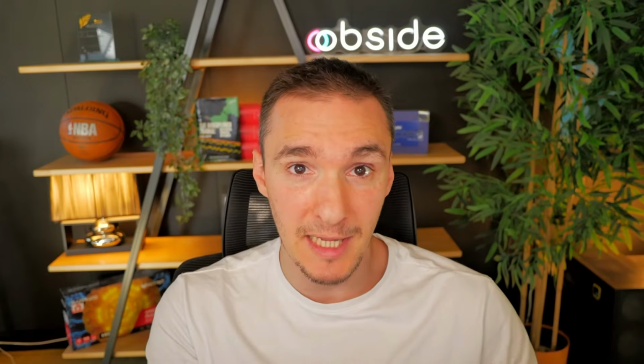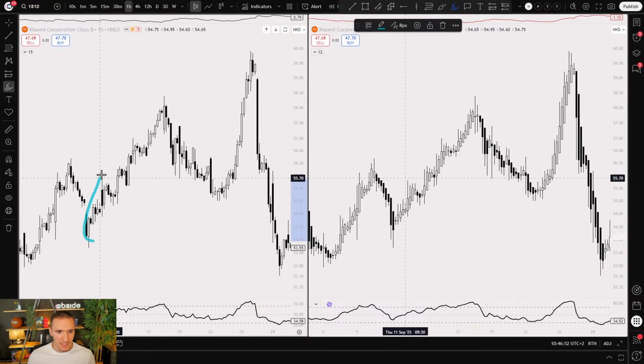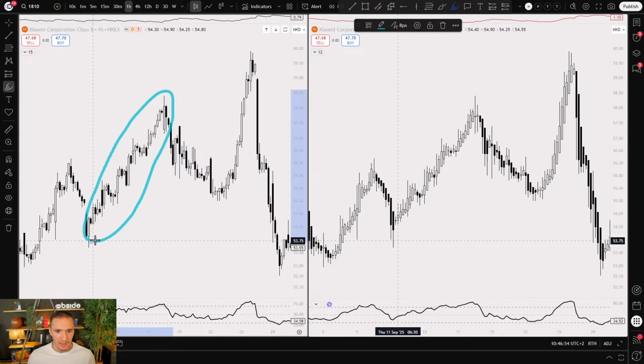To show you how much Heikin Ashi reduces cognitive load to interpret price movements, let's compare two charts. A standard candlestick chart and a Heikin Ashi chart. Let's look at the price movements of the Xiaomi stock. Here on the left, I have a regular Japanese candlestick chart, and on the right, I have a Heikin Ashi chart. Let's, for example, look at this up move right here.